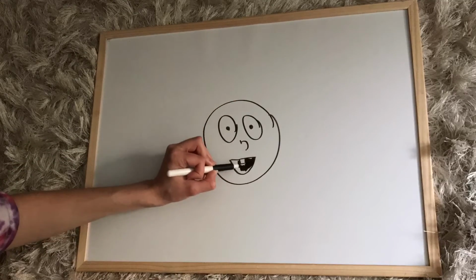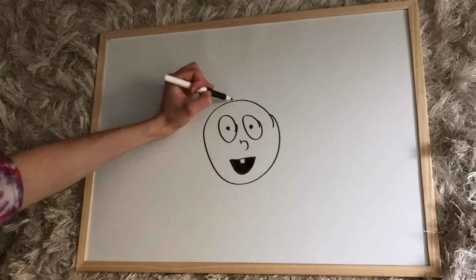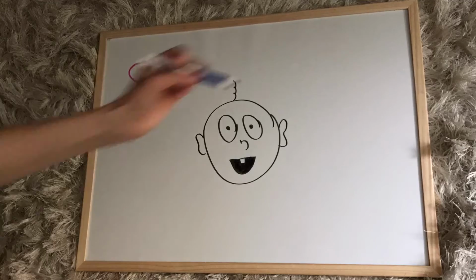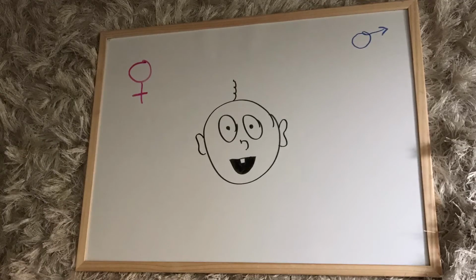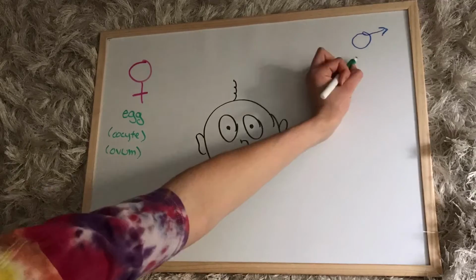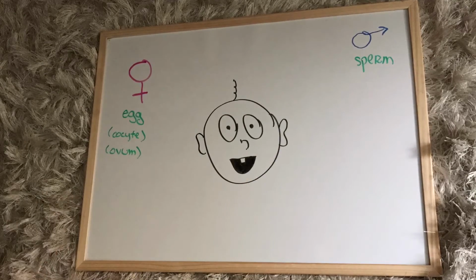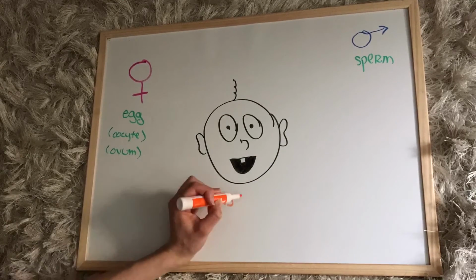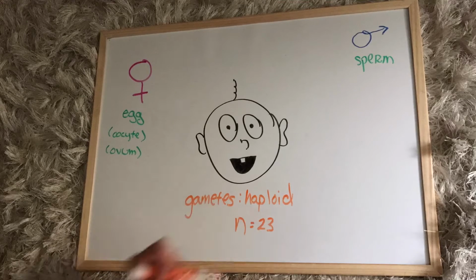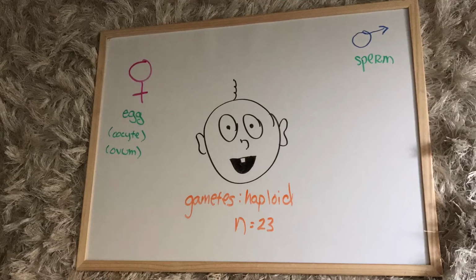So let's take this baby for instance. Half of its genetic makeup came from its mother and half from its father. The mother donated her egg and the father donated his sperm, and after they fused together, they made a zygote that eventually turned into this baby. These sex cells are known as gametes and are haploid cells, which means they have half as many chromosomes as normal body cells. We call this N equals 23 in human cells that usually have 46 chromosomes.